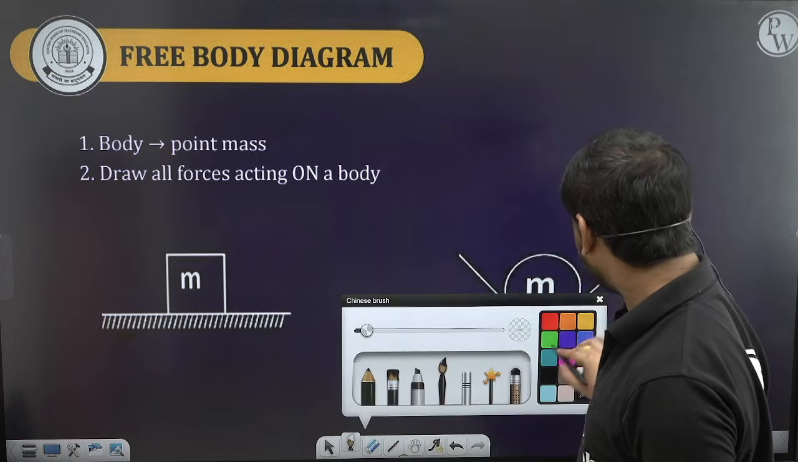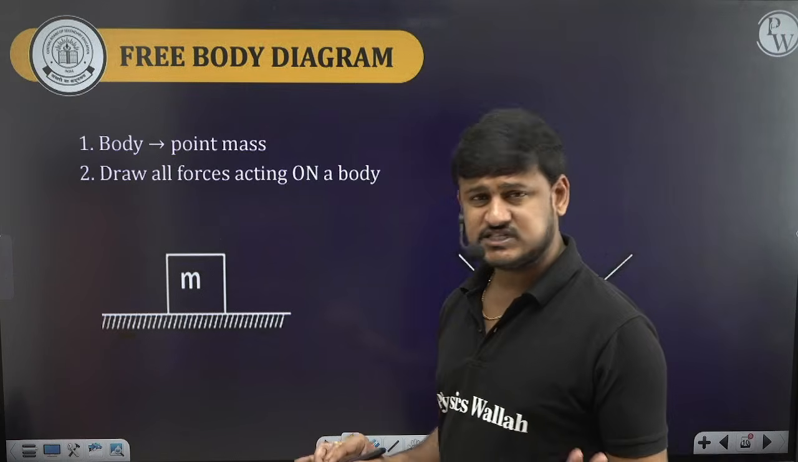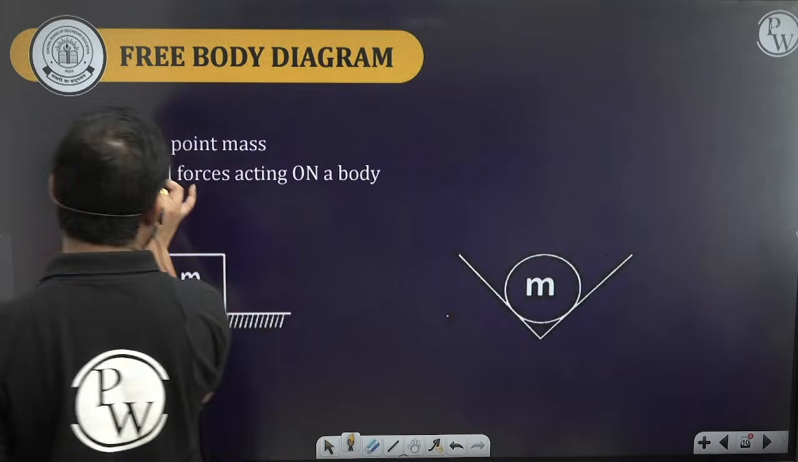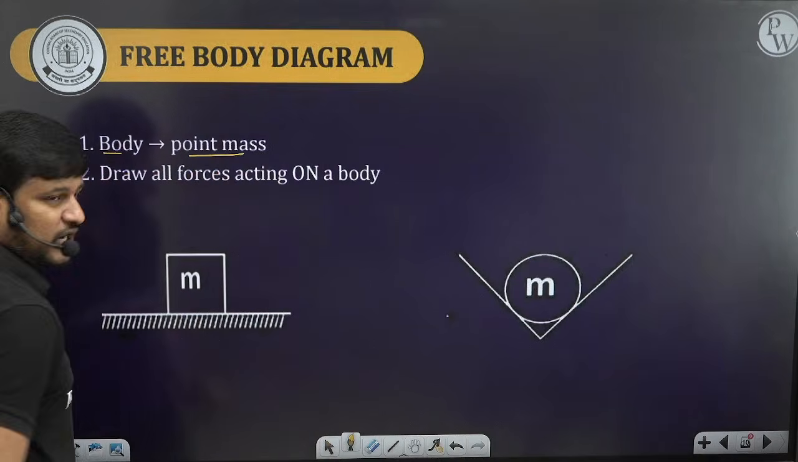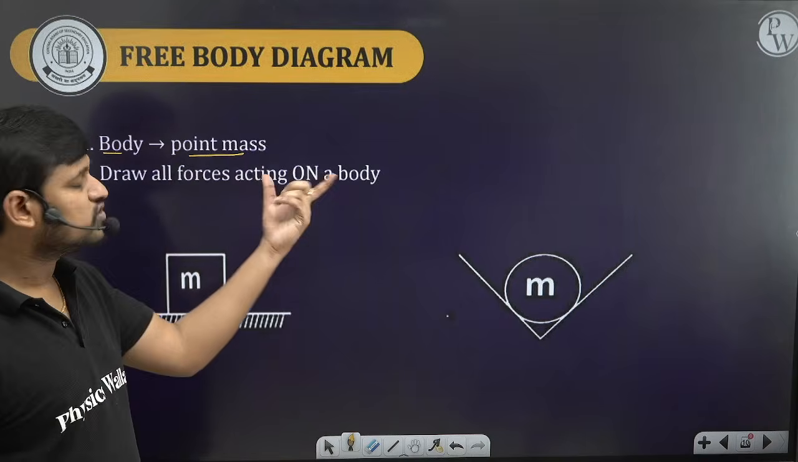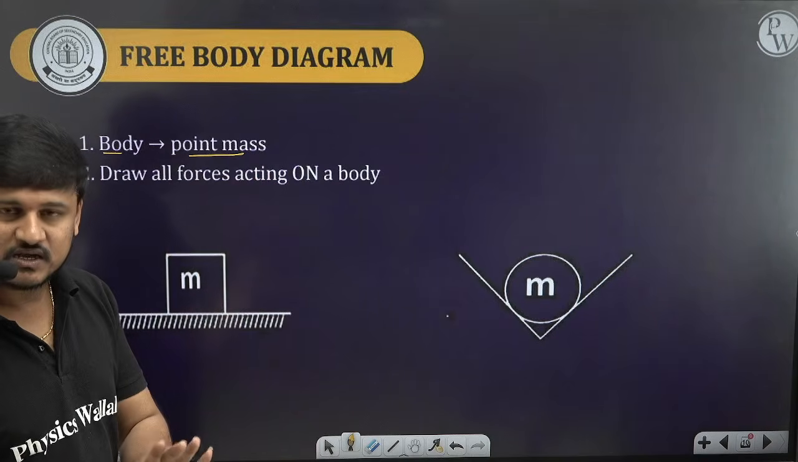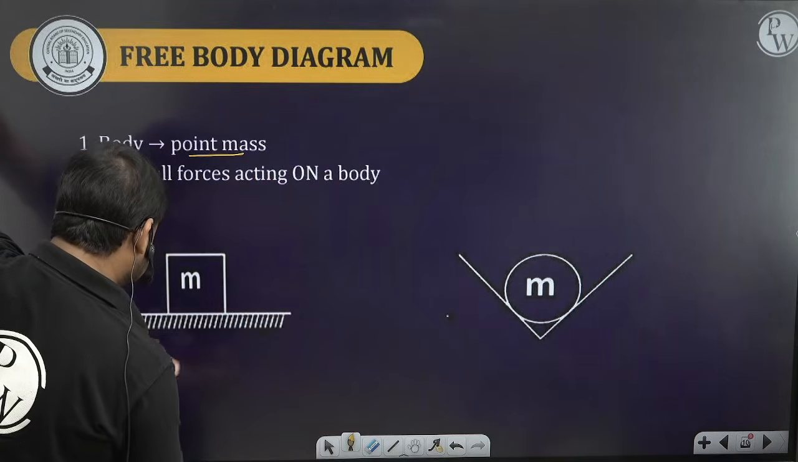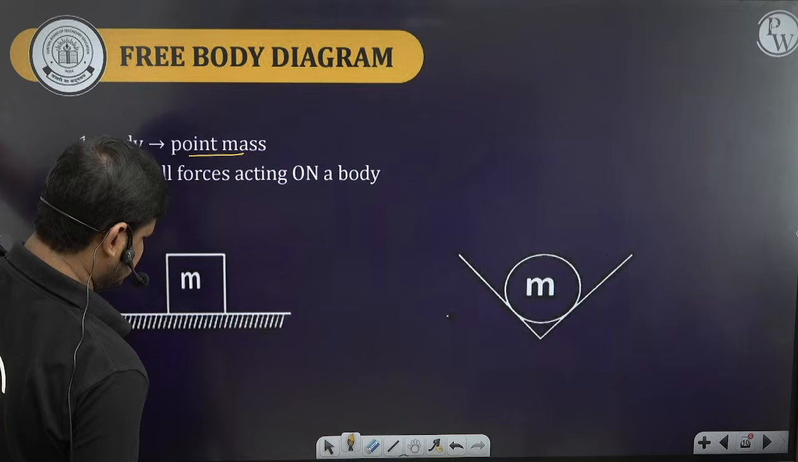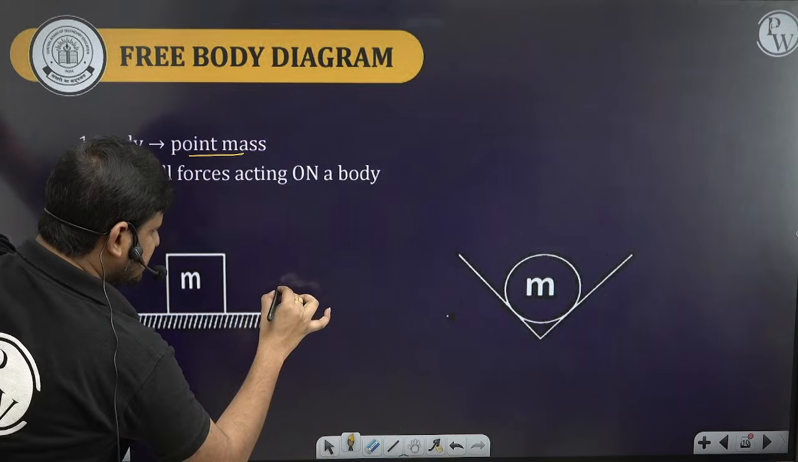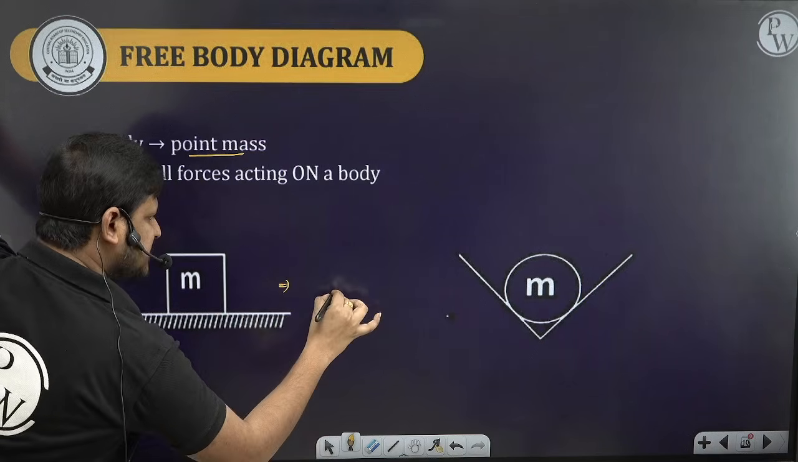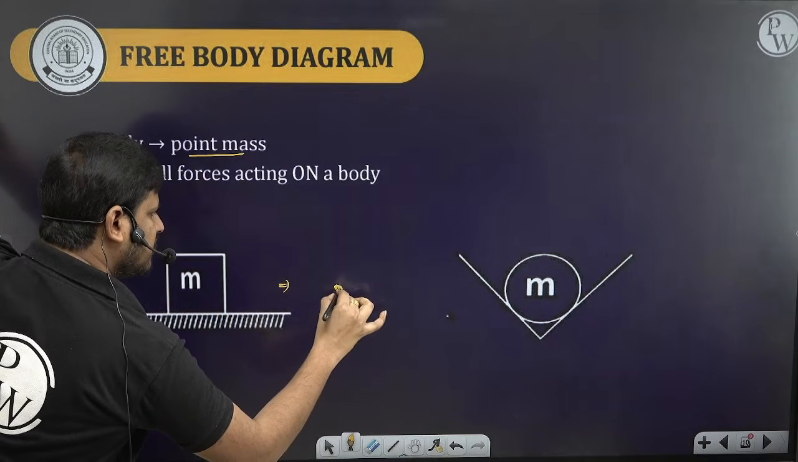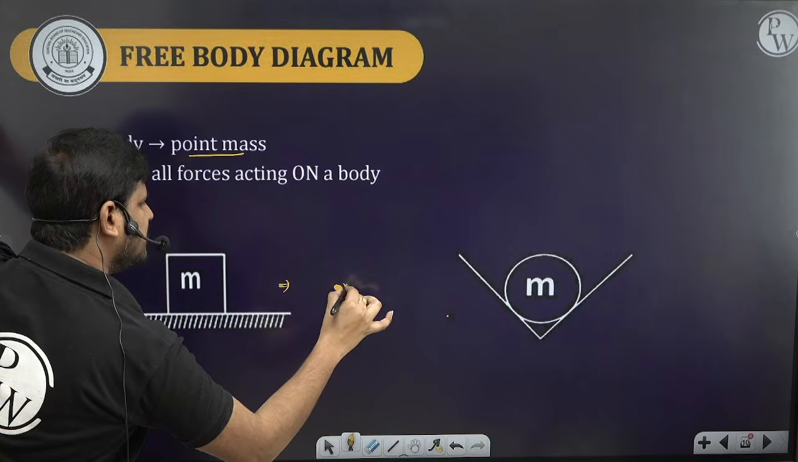To draw the free body diagram, the simple step is to consider the given body as a point mass and draw all forces acting on that body. That's it. I'll tell you through an example. See, this is a body of mass m which is placed on the surface. Now I am considering this body of mass m as a point mass. This is a point mass, so let it be m.